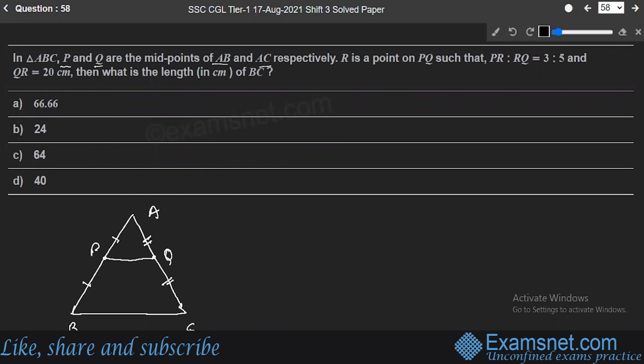Also, let's join PQ. Next, R is a point on PQ such that PR is to RQ is 3 is to 5 and QR is 20 centimeters, and you have to find out the length of BC. Okay, so this is 5. Let's write it clear. You are given PR is to RQ is equal to 3 is to 5. Also, QR is equal to 20 centimeters.